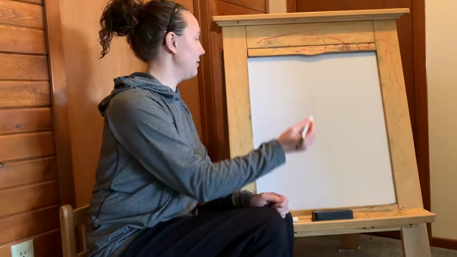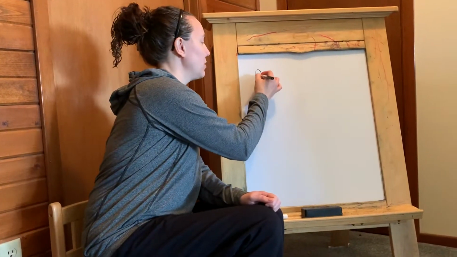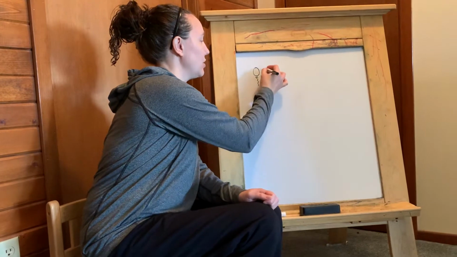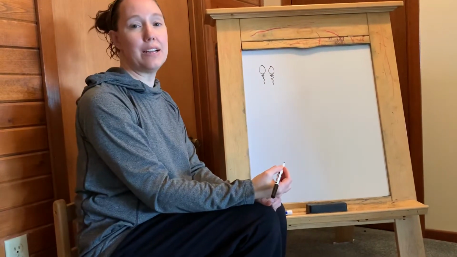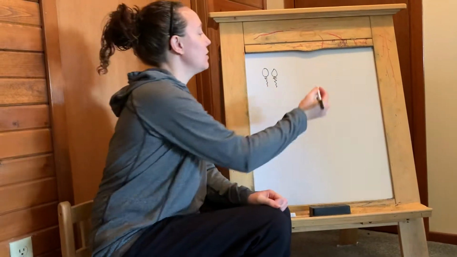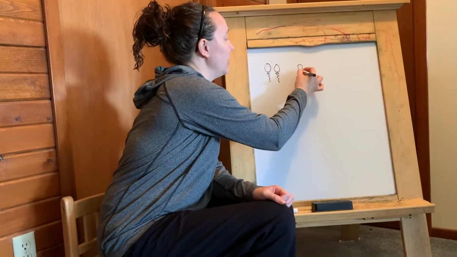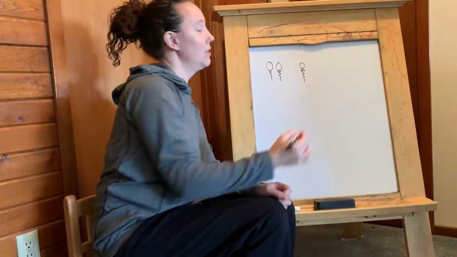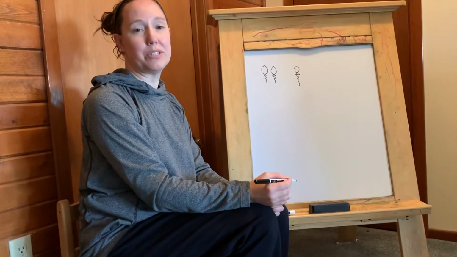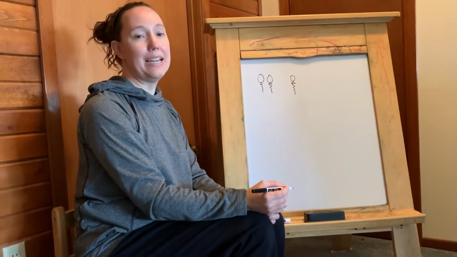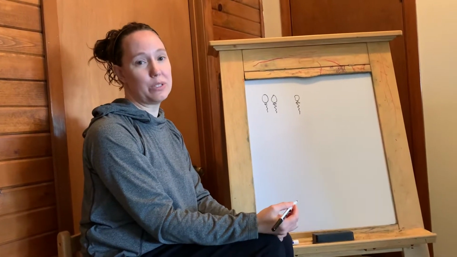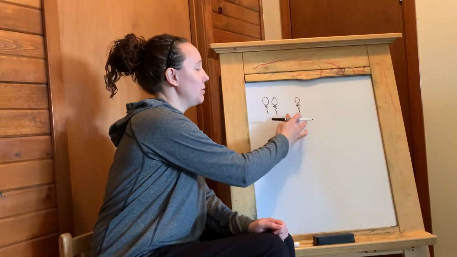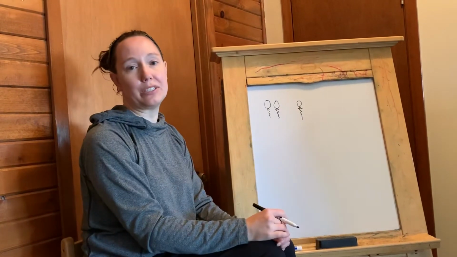So we're going to start off. She has 2 yellow balloons. So I'm going to draw 2 balloons. Those are representing the yellow balloons. And she has 1 red balloon. So I'm going to draw 1 balloon, and that's representing her red balloon. Now I can solve this very easily by counting the balloons that I have drawn. 1, 2, 3. Well, she has 3 balloons altogether.